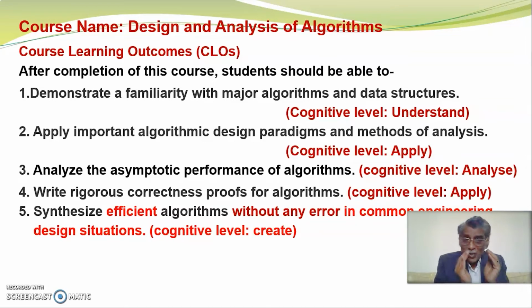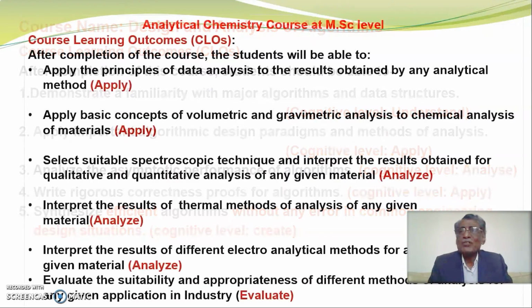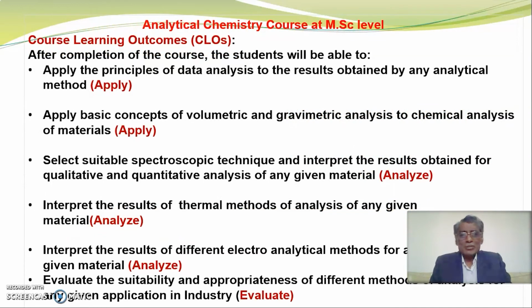In order to make you understand what we mean by performance part, condition part and criterion part, specifically I have given the fifth course learning outcome. Then analytical chemistry course at MSc level. You see, after completion of the course, the students will be able to, again common stem, apply the principles of data analysis to the results, etc. Apply the basic concepts of volumetric and gravimetric analysis, etc. You see, sir, 2 apply level, 2 analyze level, 3 analyze level, and 1 evaluate level.